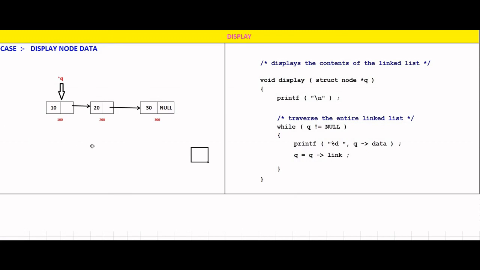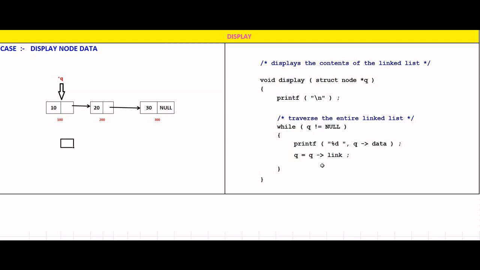Display is a traversing operation. The display function will print the data value of each node from start to end. So the output of the display operation will be 10, 20 and 30. We will see how this output comes with the help of this function.